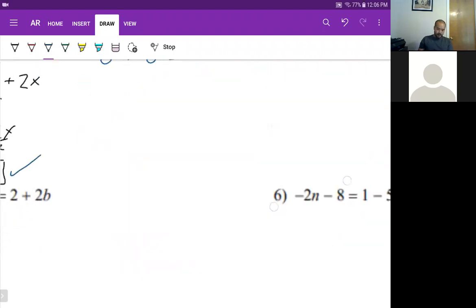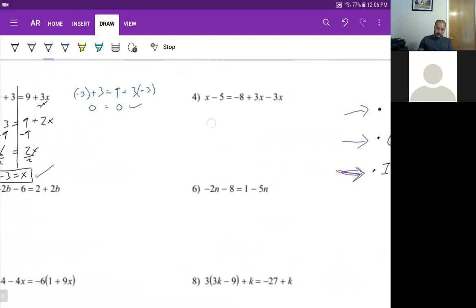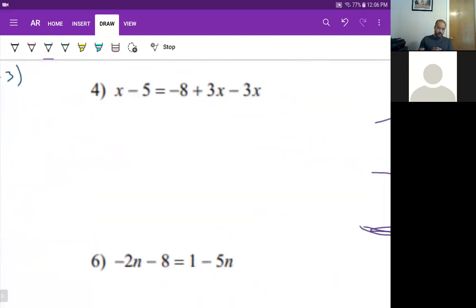Sometimes you'll have somewhere you have to combine like terms. So actually here is one where you need to combine like terms. So before we split it up and work through it, x minus 5 stays the same, negative 8 stays the same, and then these two we need to combine. Positive 3x minus 3x is 0, so it actually combines to 0x, which we actually don't need to write down.